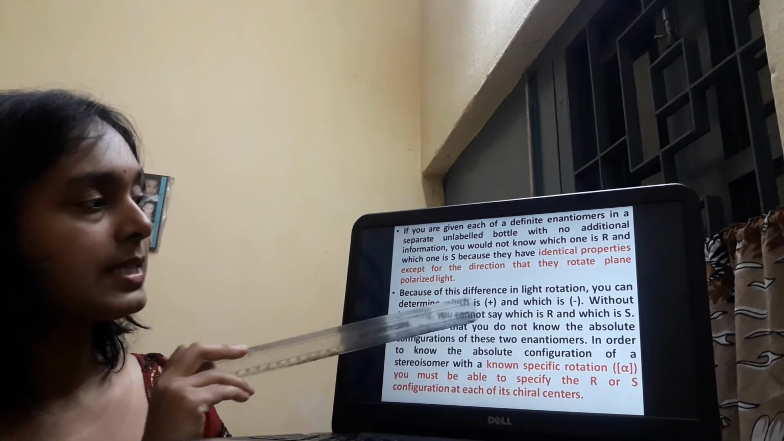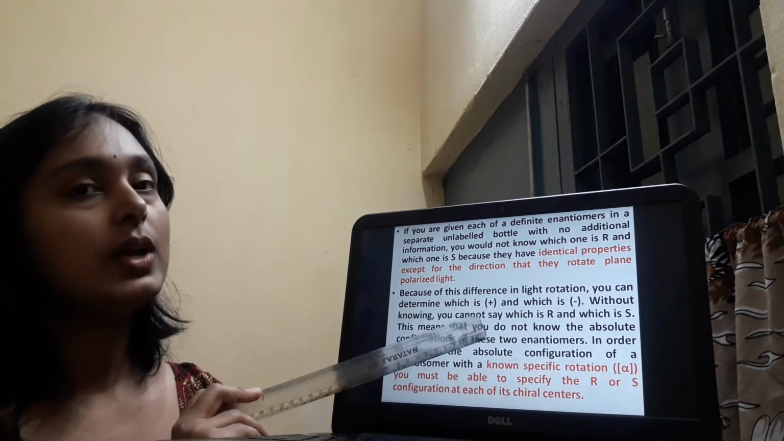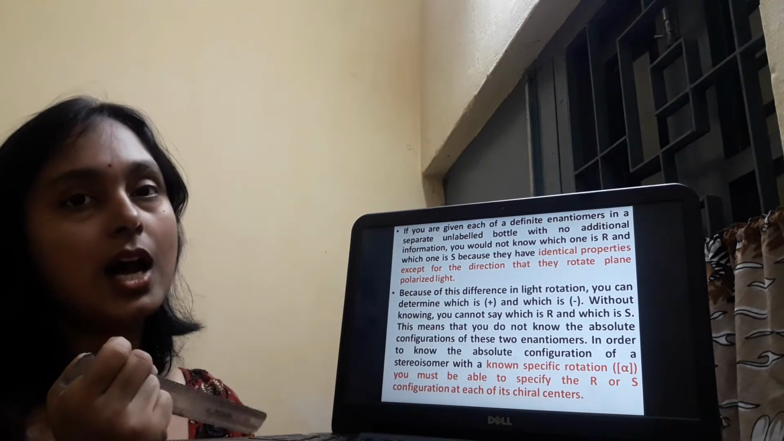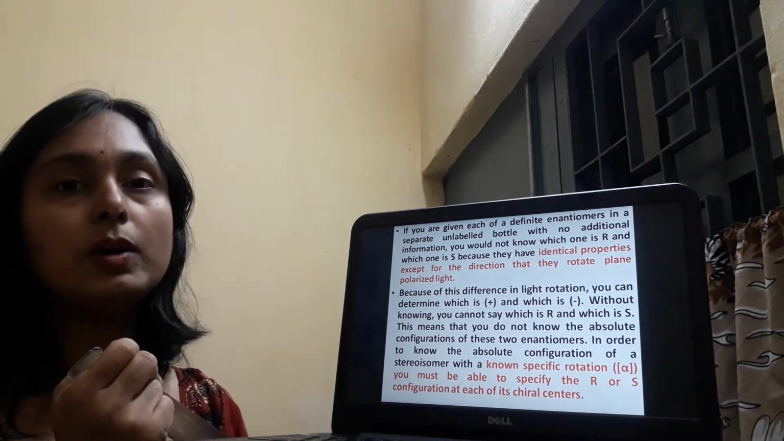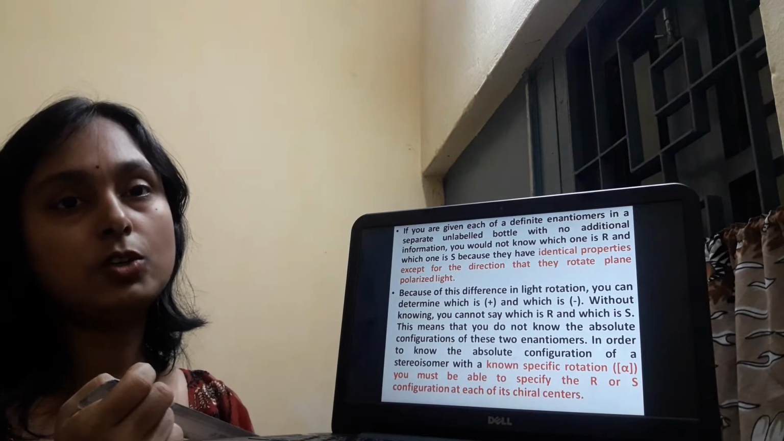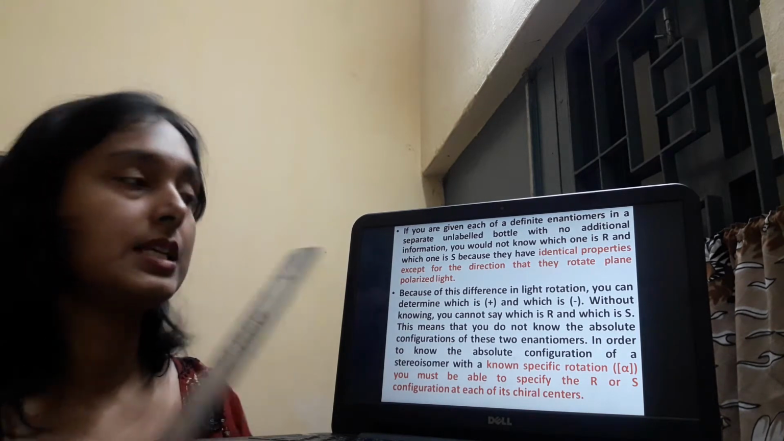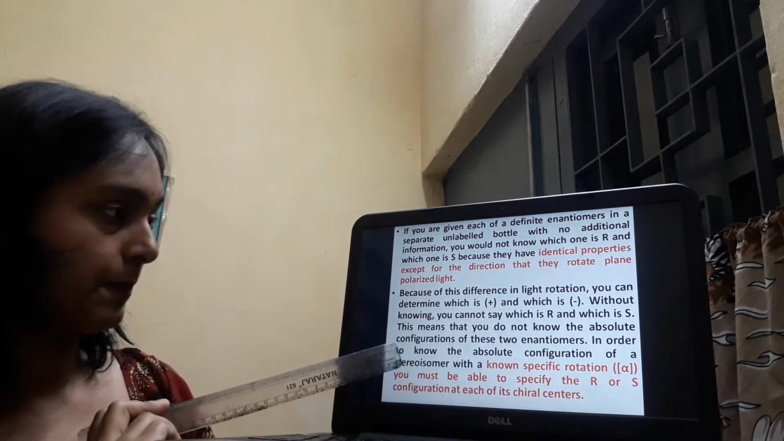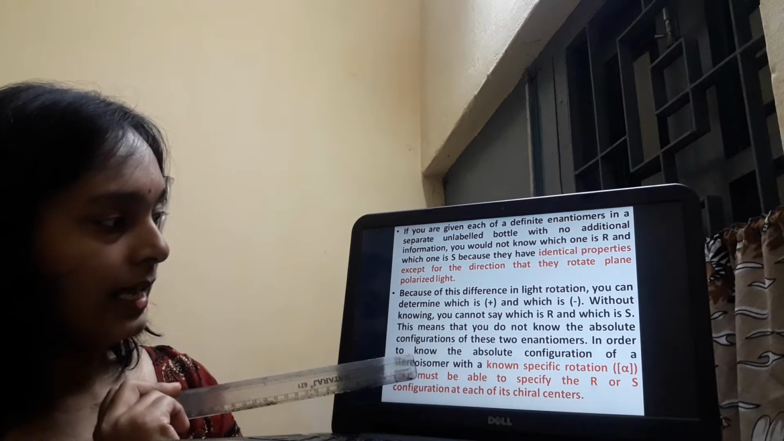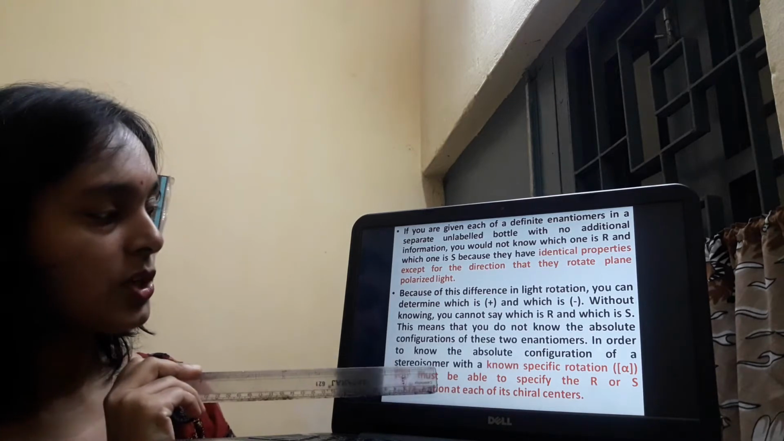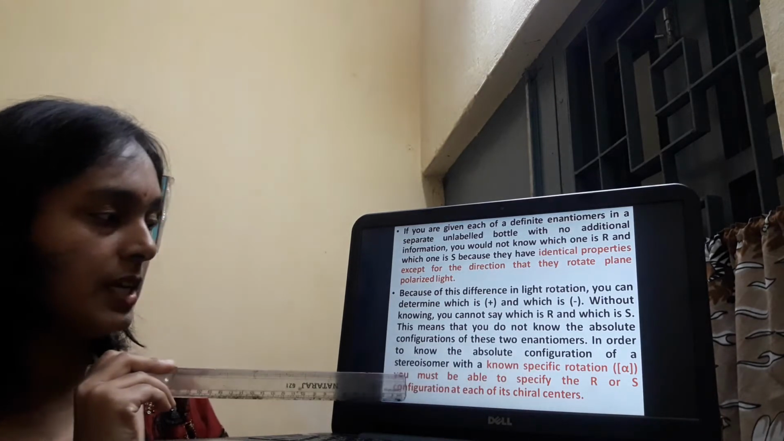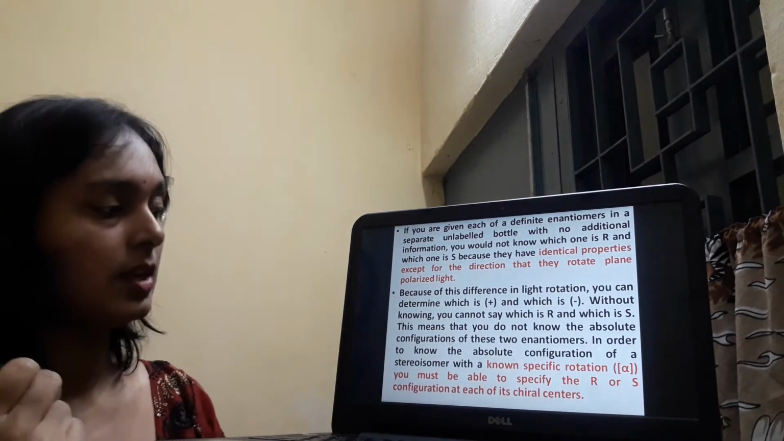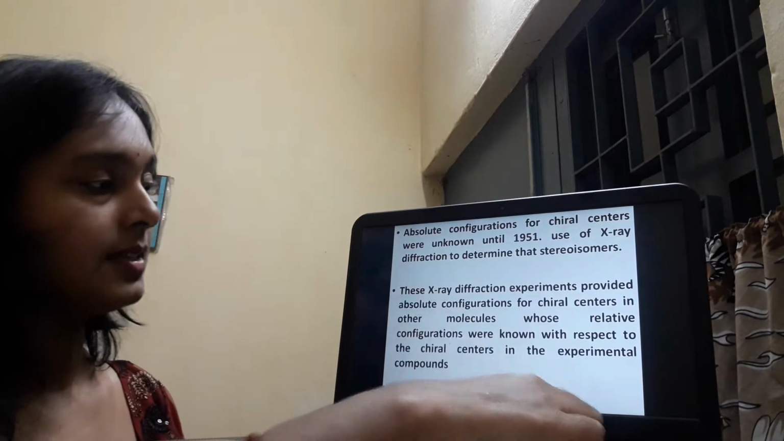So if you are not supplied any information, you cannot say which is R and which is S. You cannot know the sign of its specific rotation, that means which is plus and which is minus. So you cannot know the absolute configuration. For the absolute configuration of a stereoisomer with a known specific rotation, you must be able to specify the R or S configuration at each of the chiral centers.